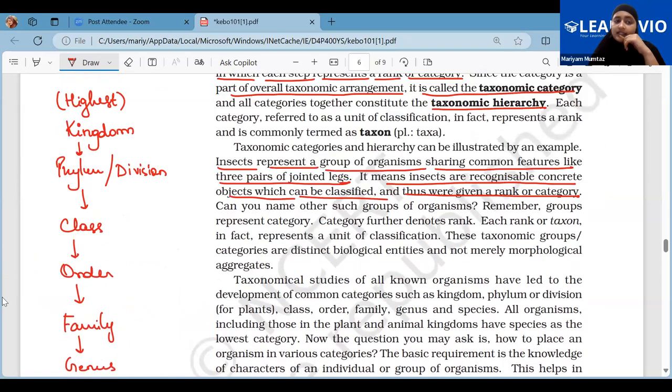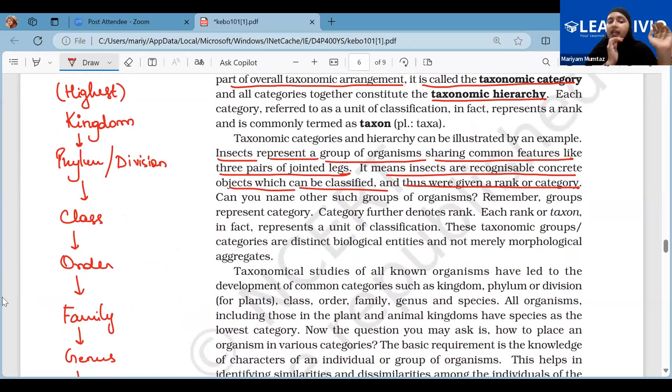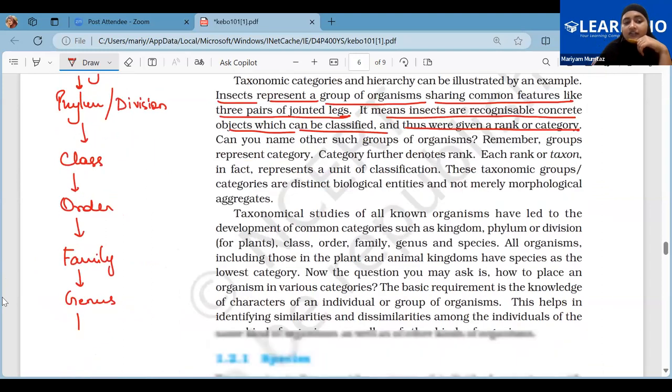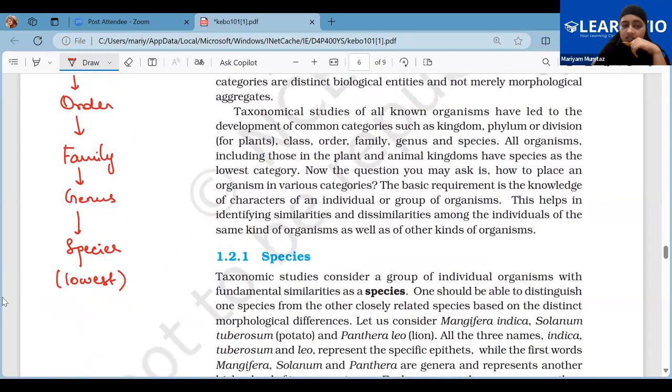Okay, and this is what the sequence will be like forever. The sequence will not change. It will start with kingdom. After kingdom will come phylum. After phylum, class. After class, order. Then family, genus, and species.